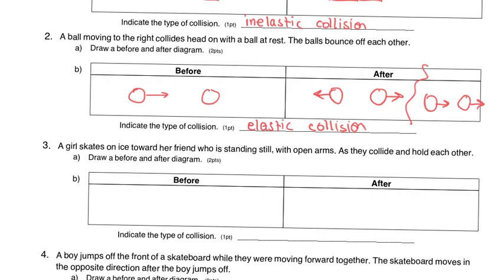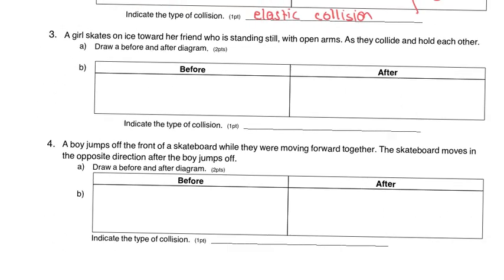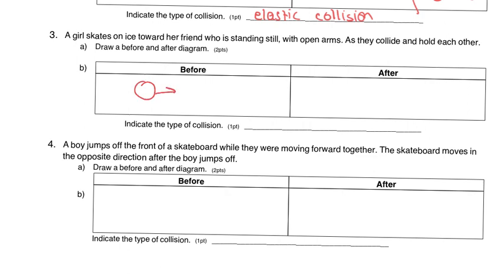Number 3, a girl skates on ice towards her friend who is standing still. So, friend standing still with open arms as they collide and hold on to each other. Afterwards, they should go in the direction of the girl that was moving at the beginning. Apart at the beginning, together at the end, inelastic collision.